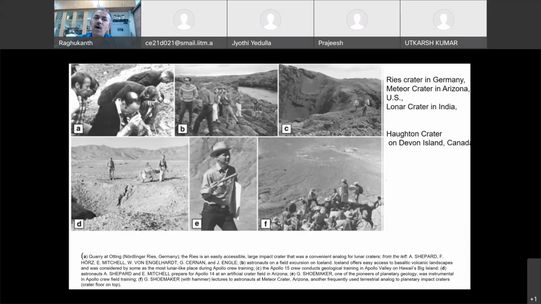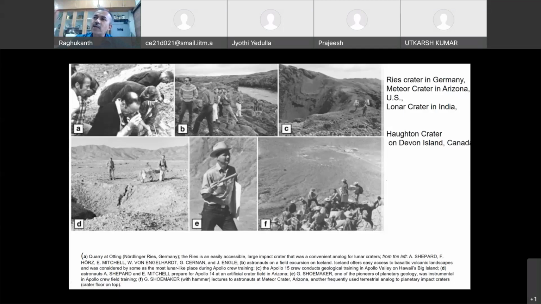Generally, all the astronauts are taken to all these places, and they will be very well trained. By looking at the rock itself, they should be able to tell what type of rock it is, whether it is a meteor crater or a volcanic crater. So they will be doing a lot of training. You can see this person, Shoemaker. He is one of the pioneers of planetary geology. These people, and that James Head you have seen in the lecture, give training to the astronauts in planetary geology.